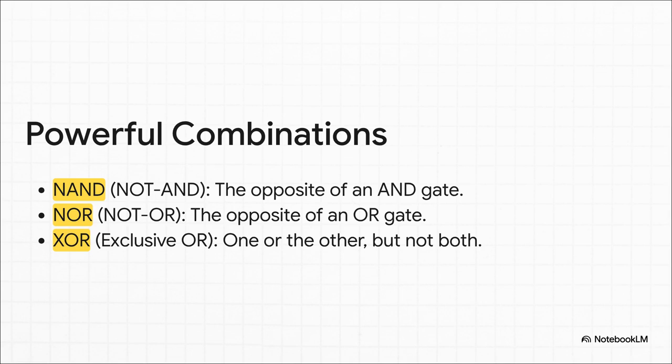A NAND gate is just a not AND gate. It does the exact opposite of an AND gate. A NOR gate is a not OR, you guessed it, does the opposite of an OR. In fact, NAND and NOR gates are so powerful, they're called universal gates because you can build any other gate just by combining them. And then there's this special one, XOR, the exclusive OR. It's true if one input is on or the other is on, but not if both are.